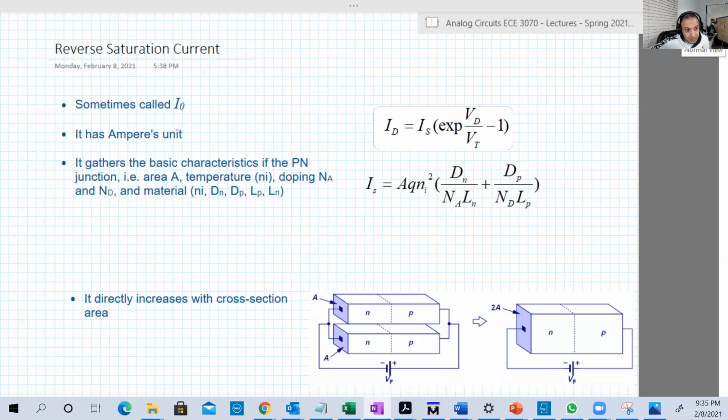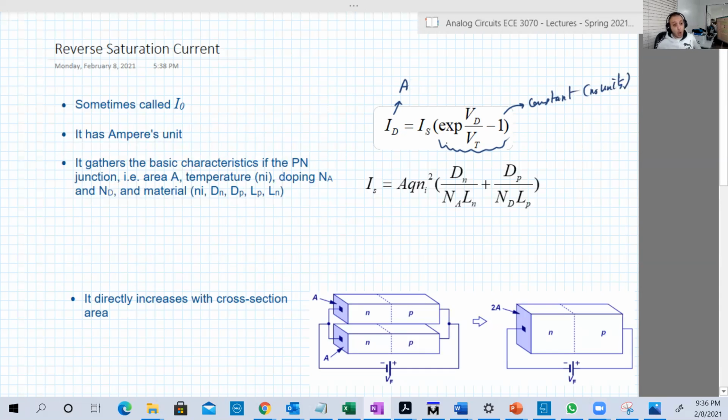Why is it a current? Let's look at the equation, and you will figure it out. Basically, this ID has a unit of ampere. Let's check the right-hand side. It should also be amperes. Let's check the bracket first. This is a constant, with no units, basically.